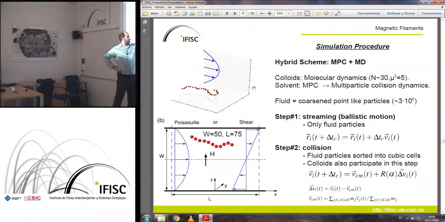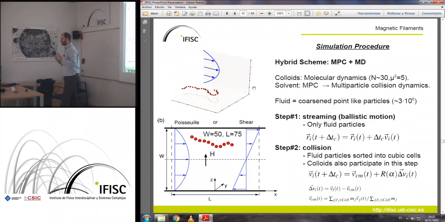And what you do consists of two steps. The first one is called streaming, and it consists basically of a ballistic motion. They have a velocity, you allow them to go for a certain amount of time with that velocity and see where they go. And then there is the collision step, that's a little bit more complex. You have your fluid particles with certain velocities, and you make boxes. This boxing you have to do randomly to preserve the Galilean invariance. And then inside this box you take all the particles and you rotate the velocity of these particles by a certain angle, alpha, that is also random.